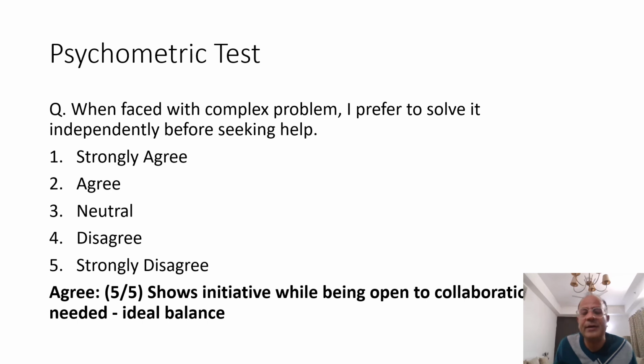Strongly agree over here is also not going to fetch you 5 on 5, because if you strongly agree, that means you are less open about collaboration for the teamwork. So the best option here is when you say agree. You can read it in the slide as well. It says agree shows initiative while being open to collaboration. So that's going to be the perfect answer.